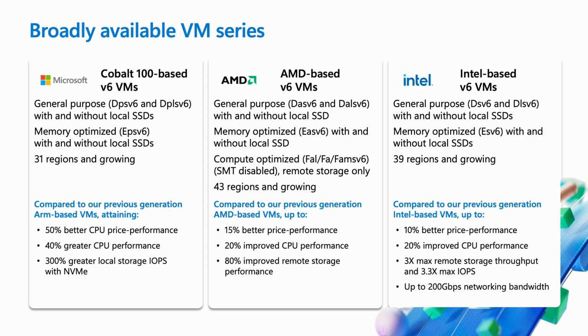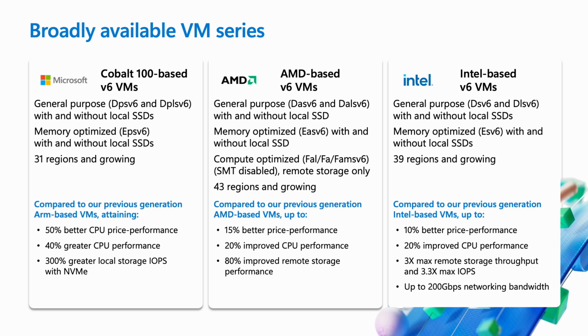Now let's dive into the VMs and silicon Azure has to offer. As you can see, we offer ARM-based VMs, AMD-based VMs, and Intel-based VMs. Our Cobalt 100 VMs offer the best price performance that the industry has to offer. If we compare Cobalt 100 to our previous generations, they offer 50% better CPU price performance. They offer 40% greater CPU performance, and you can exercise them with our V6 series.